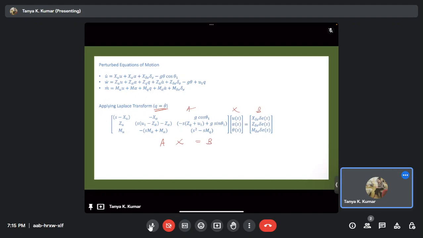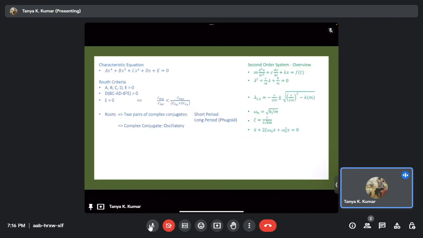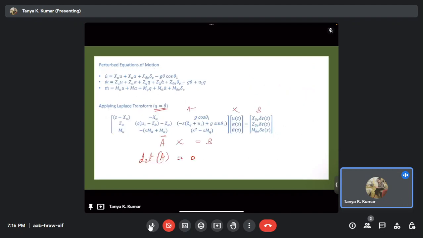Take its determinant, exactly. So you take determinant of A equal to 0. When you do that, you get a fourth order equation, correct? There is an S, there is an S, and there is an S square along the diagonal. So you get a fourth order characteristic equation. Now it has coefficients A, not to be confused, I've done this last time also. This is a different A.